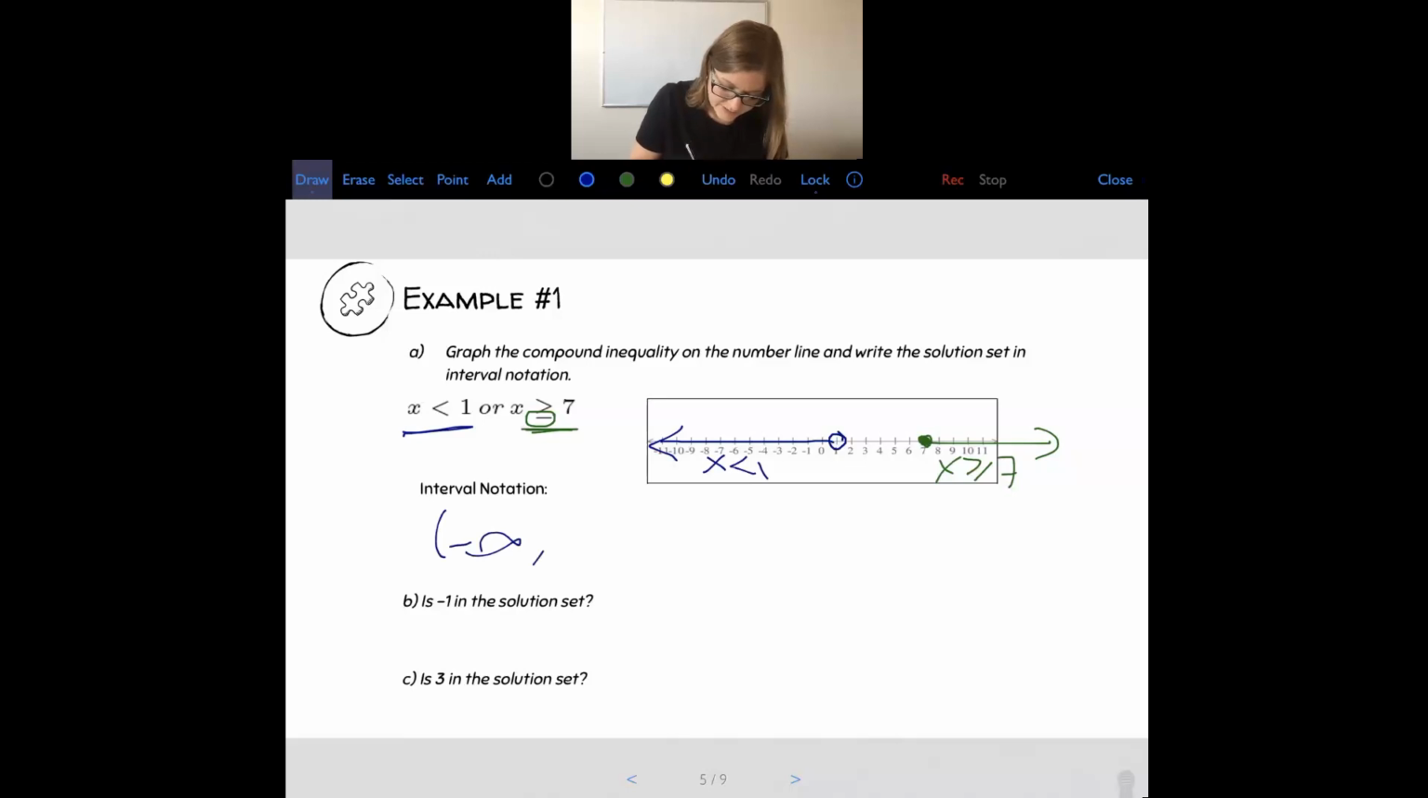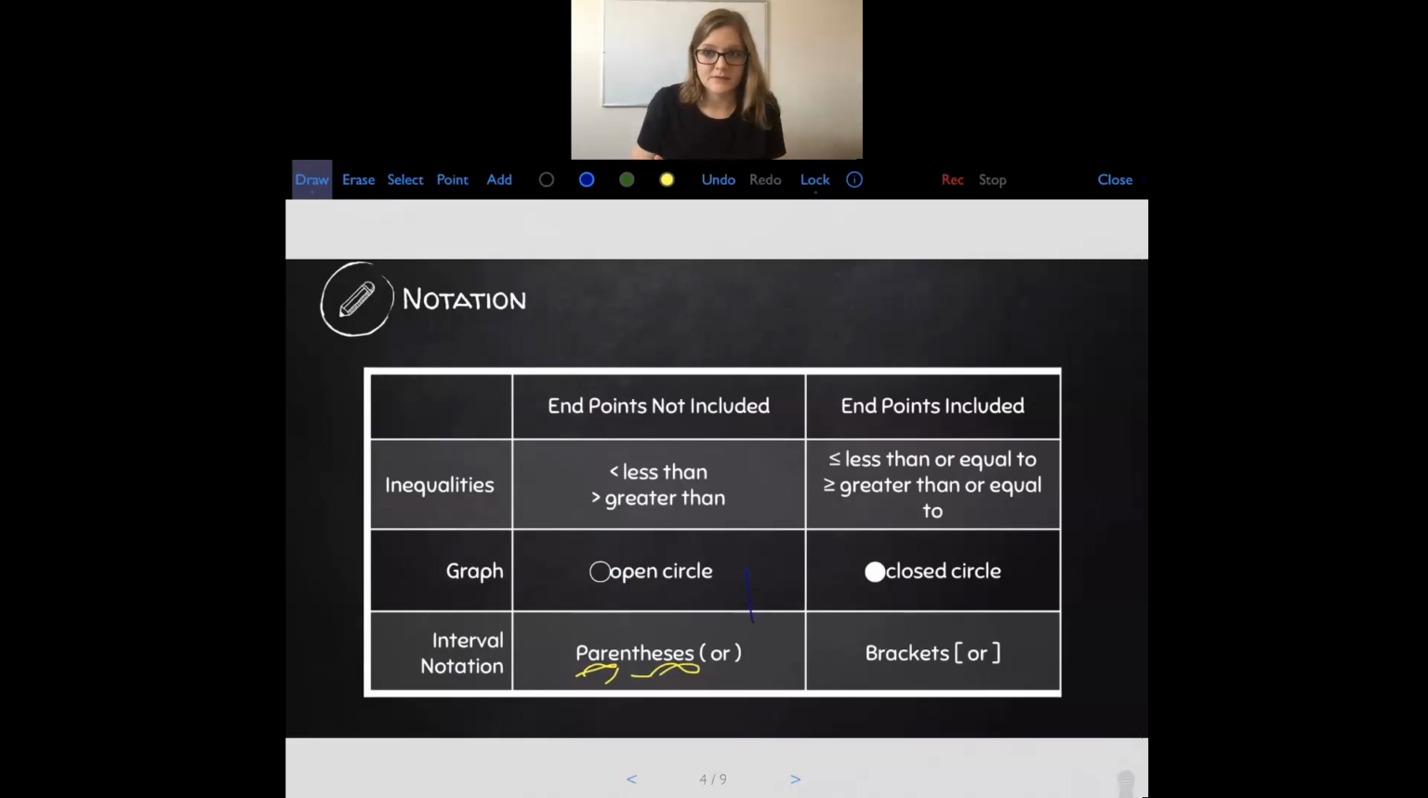And the rightmost place is 1. And now remember, open circles get parentheses. Okay, open circle, parentheses. So all of those with the endpoints not included go together, and then all of those with the endpoints included go together.